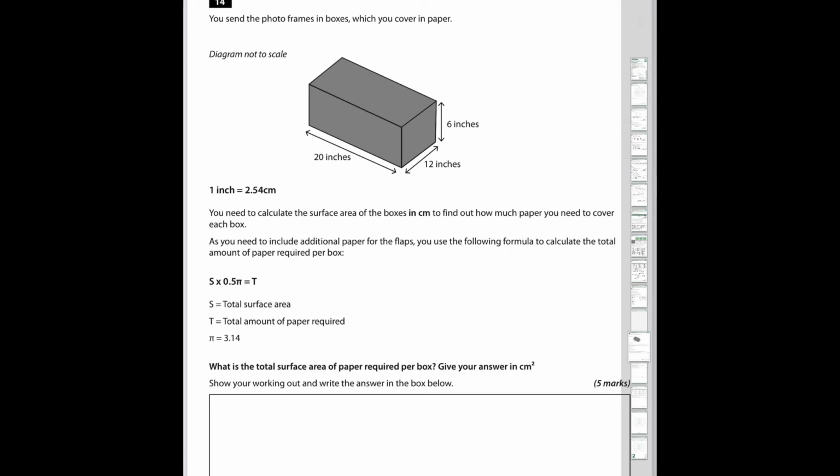Okay, so let's have a look at what it's asking us to do. Calculate the surface area of the box in centimetres. So let's work that bit first. We've got the calculation to work that from inches to centimetres. So 20 inches, we need to then times by the 2.54, as it's telling us in this here. So 20, 12, and 6. So let's work out those bits.